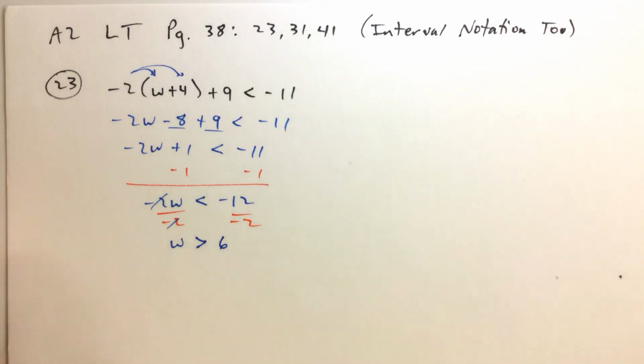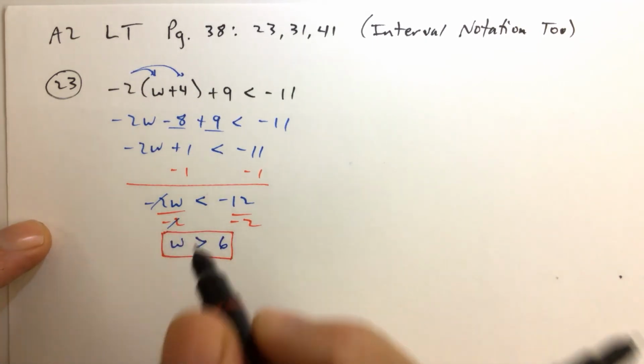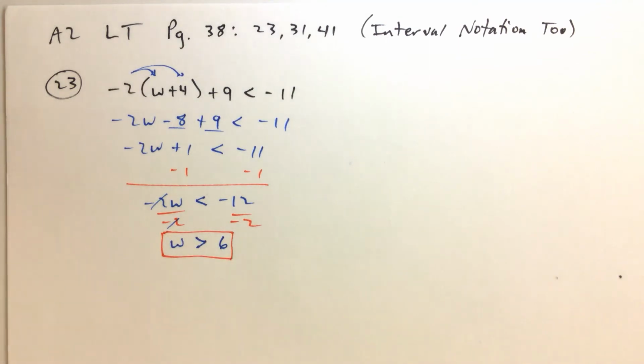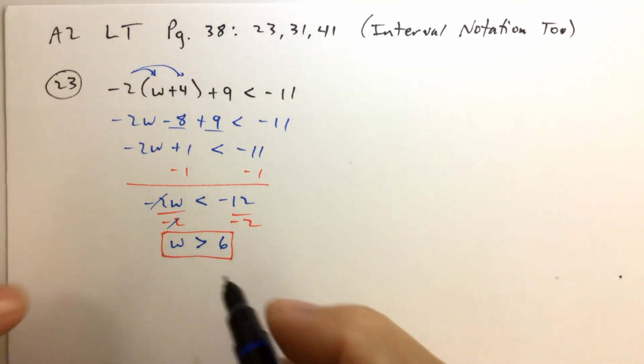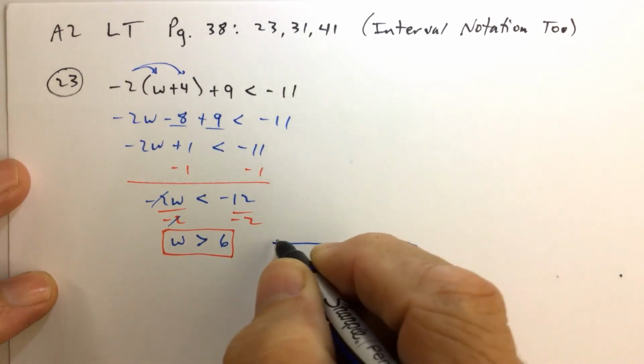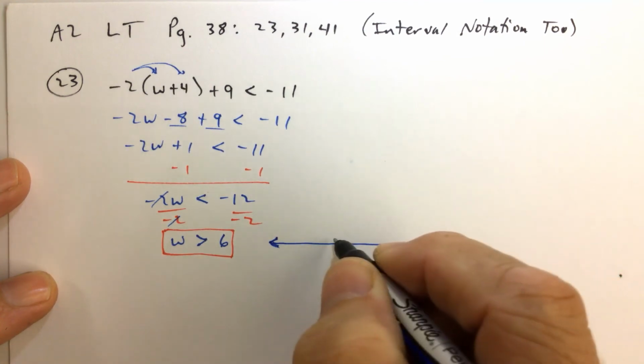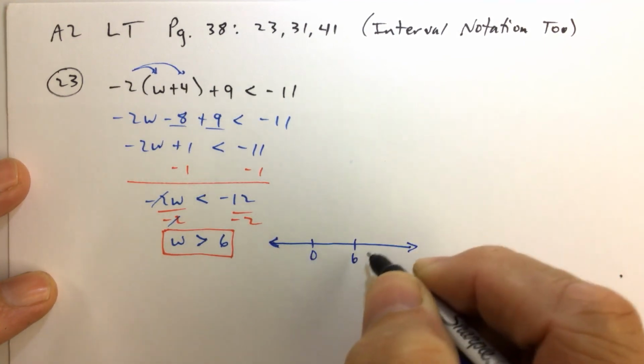So we have the inequality notation. So we're going to have to remember our learning objective here is to solve the inequality and use the 3 forms to express your solution. So that's the inequality form of the solution. Then we have the graphing part of the solution. So if we take 0 here, we'll put 6 there.